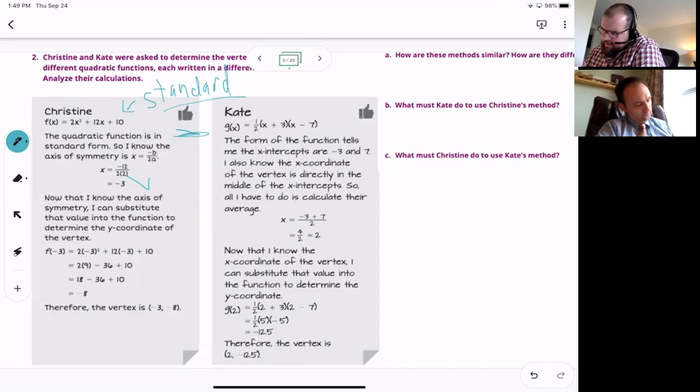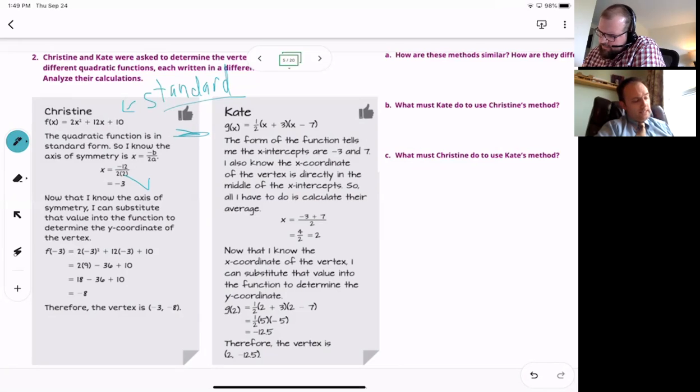So that's question A. How are they similar? How are they different? I like that I accidentally talked about that. So you're saying they're similar because they did the same thing. Once they found the x value, they plugged back in to find the function value. That's correct. They're different because they're in different forms. So your strategy was different. Christine used a formula, negative b over 2a, and Kate could find the zeros from her form, and it had to go in the middle of the zeros.